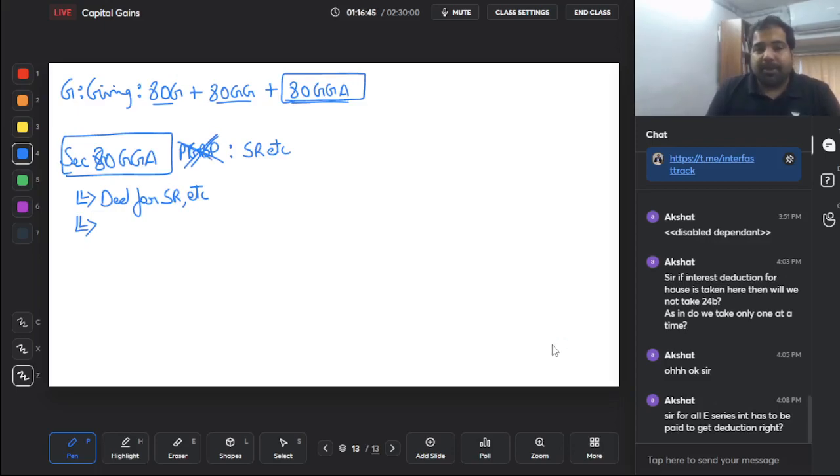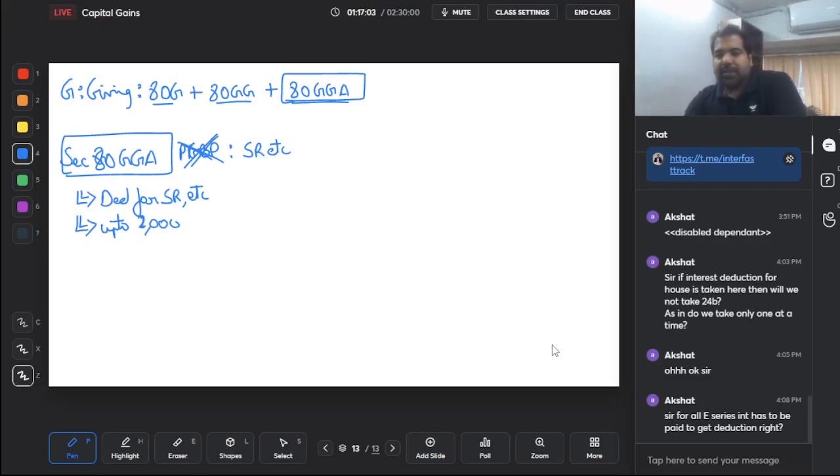And here, can I pay in cash? Yes, you can pay in cash, but only up to 2,000. What if I pay 5,000? At least 3,000 will be disallowed, 2,000 will be allowed? No, cash means very strict. If you pay 5,000, the entire 5,000 will be disallowed. This is 80GGA.